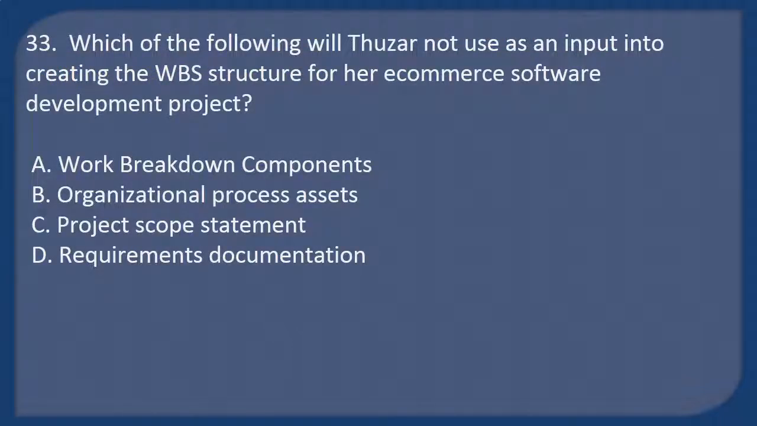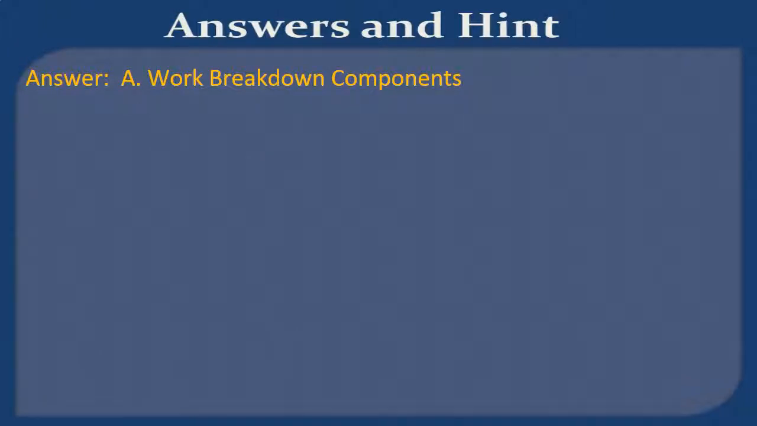Question 33. Which of the following will Thuzer not use as an input into creating the WBS structure for her e-commerce software development project? A. Work breakdown components. B. Organizational process assets. C. Project scope statement. D. Requirements documentation. Answer: A. Work breakdown components.